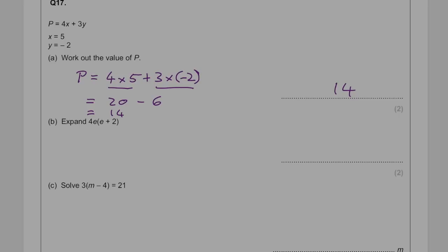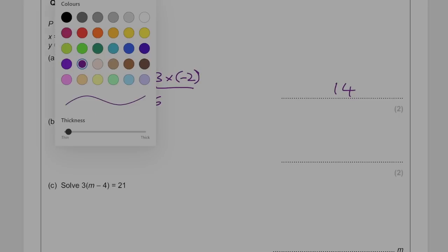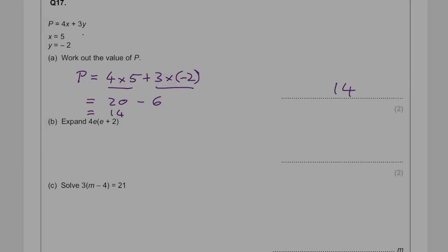Part B, expand. I like using lines to help me expand. So I've got 4e multiplied by e plus 2. So 4e times e will give me 4e squared. And then 4e times by 2 would give me 8e. So I'm looking at 4e squared plus 8e.